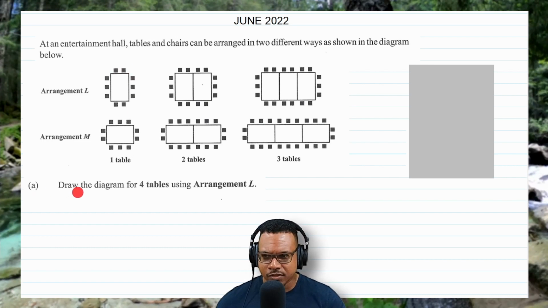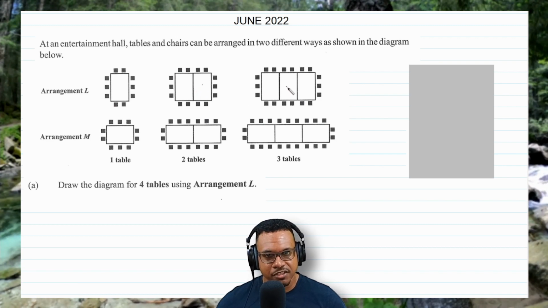Now for part A, they want us to draw a diagram for 4 tables using arrangement L. So this here is arrangement L. Let's look at the pattern. For a single table, on the short edge of the rectangle we have 2 chairs, and on the long edge of the rectangle we have 3 chairs. That pattern continues when we have 2 tables: on the short edge, 2 chairs, and on the long edge, 3 chairs. Same thing for this rectangle here.